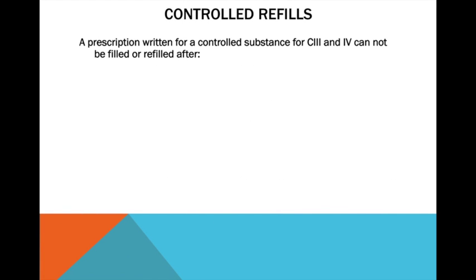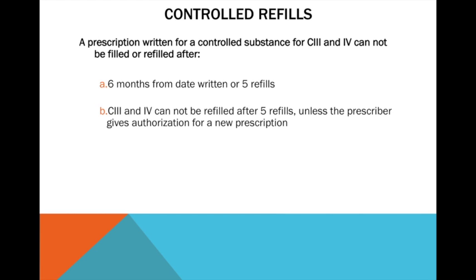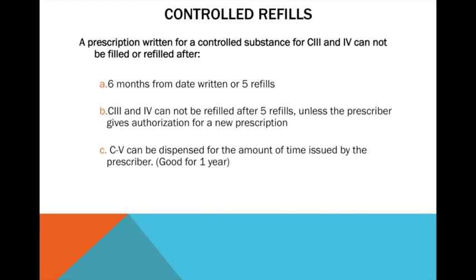Controlled refills. A prescription written for a controlled substance for a C3 and C4 drug cannot be filled or refilled after 6 months from the date written or 5 refills. C3 and C4 cannot be refilled after 5 refills unless the prescriber gives authorization for a new prescription. C5 medications can be dispensed for the amount of time issued by the prescriber, which is good for 1 year. C2 medications can never be refilled. We will always need a new prescription after each fill.